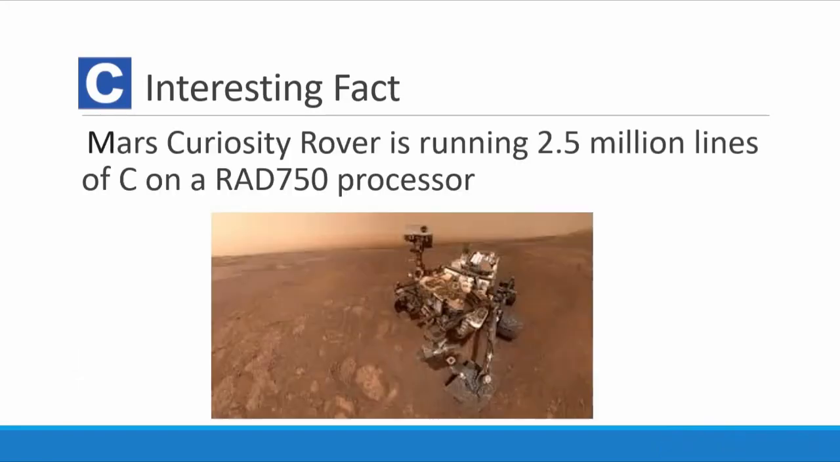The second interesting fact is that C language is used in the Mars Curiosity rover. Currently it's running 2.5 million lines of C code on the RAD750 processor.